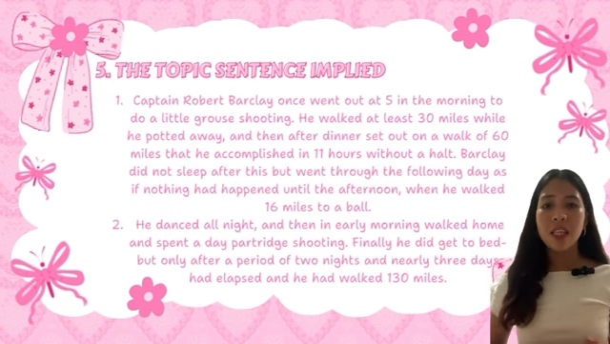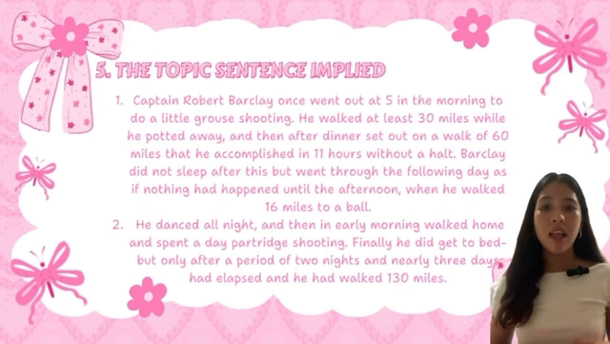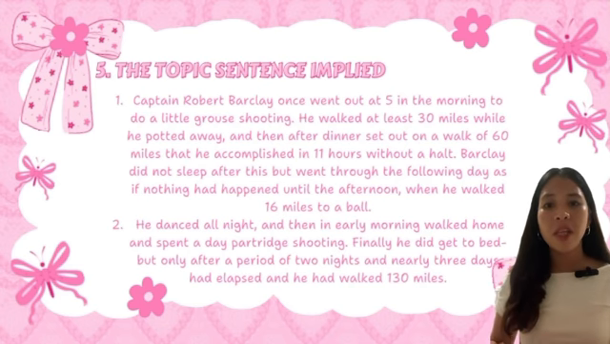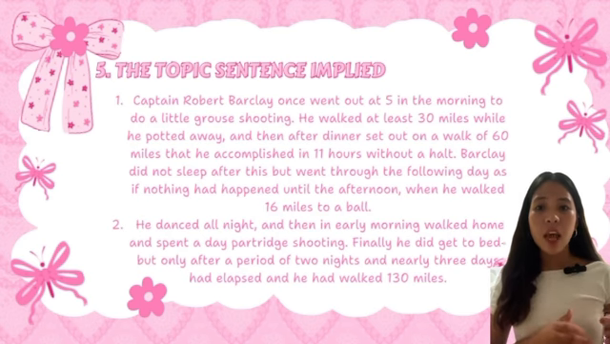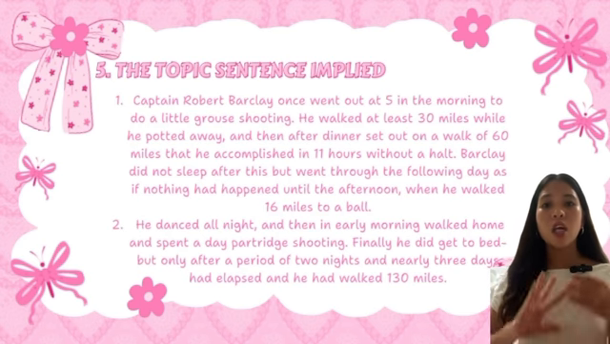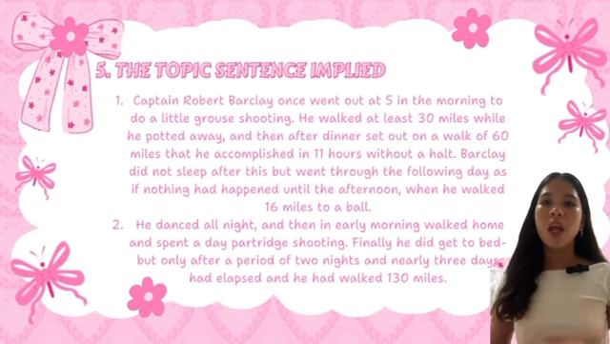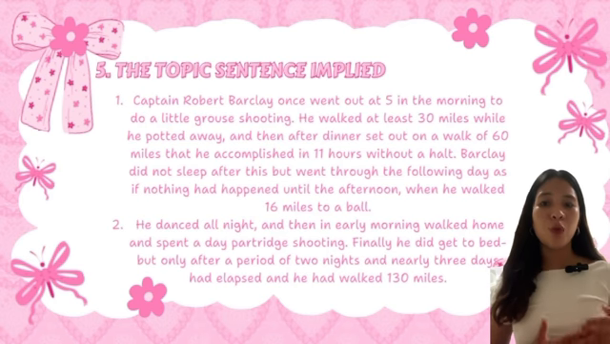So when a topic sentence is implied, it means the main idea is not directly stated in one sentence. Instead, the reader has to figure it out by understanding the details and examples in the paragraph. In other words, the paragraph doesn't say the main idea outright. It shows it through description, facts, or storytelling. The reader must infer the topic sentence from what is written.